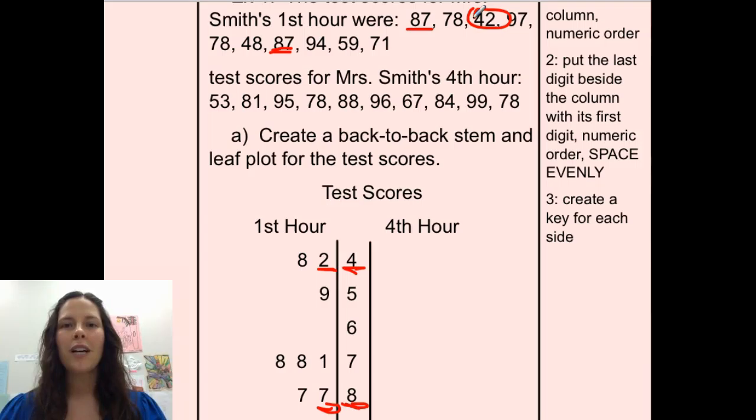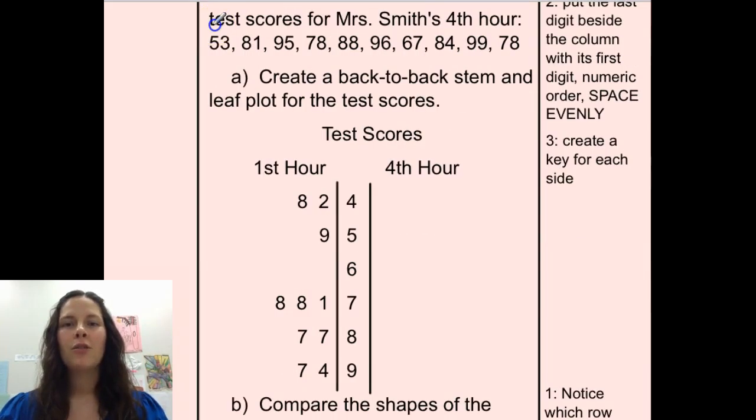And what we're going to do next is create a stem and leaf plot off to the right for the fourth hour test scores. The scores don't need to be organized completely numerically, but it's helpful to look within each stem and then organize the data values. Our first data value for fourth hour is 53, and as I look through the rest of the data values, nobody else scored in the 50s.